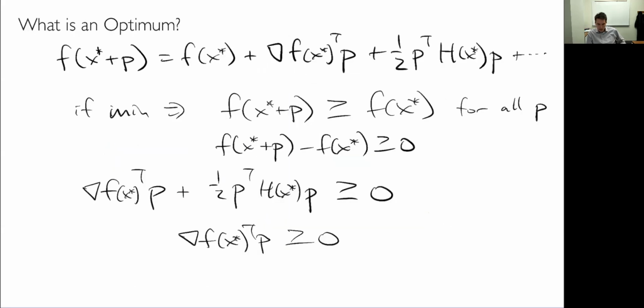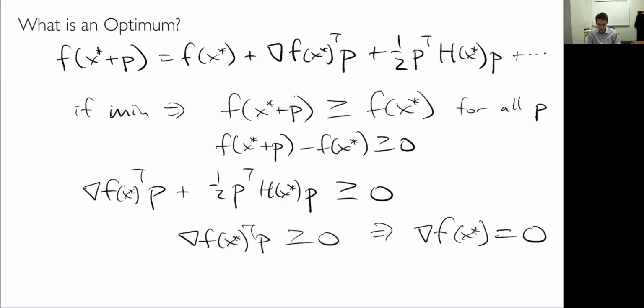And I just said I need that dot product to be positive, greater than or equal to 0 for this to be a minimum. So that means that if this is a minimum, the only way that this can be true is if that gradient is 0. If the gradient is 0, then for any p I choose, this will be satisfied. There's no other way, right? Because if the gradient is anything that's non-zero, I can always choose a p that will make this term unsatisfied.